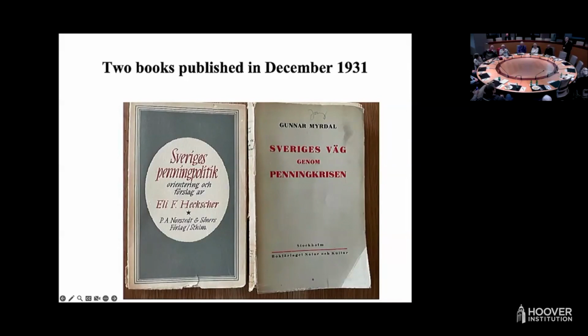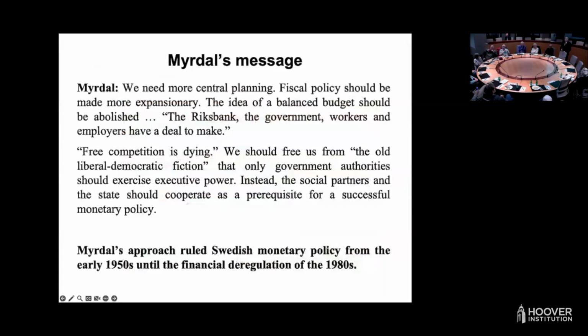Gunnar Myrdal published Sveriges väg genom penningkrisen, a book that is novel in the sense that he has a different message. We need more central planning. Fiscal policy should be made more expansionary. The idea of a balanced budget should be abolished. The Riksbank, the government, the workers and employers have a deal to make. Free competition is dying. We should free ourselves from the old liberal democratic fiction that only government authorities should exercise executive power. The social partners and the state should cooperate for successful monetary policy.